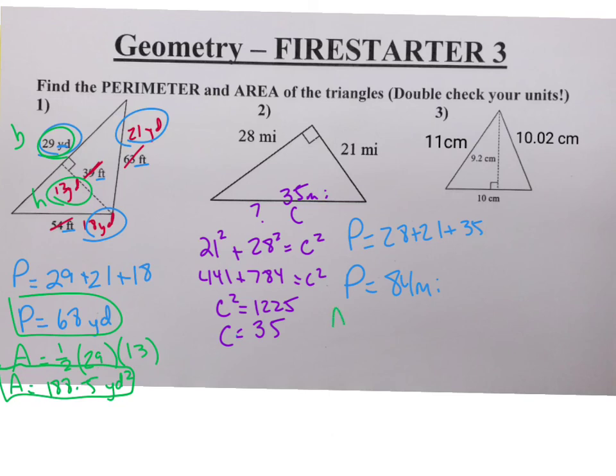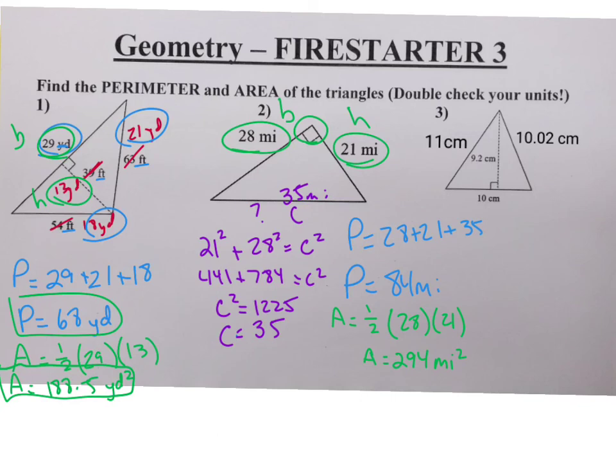My area is 1/2. This is the base. This is the height because of my right angle right there. So I'm going to put my base as 28. Now you could flip it. It doesn't really matter. You could do 21 and 28. Same answer. So I'm going to do 1/2, 1 ABC 2 times 28 times 21. I end up with area is 294 square miles.